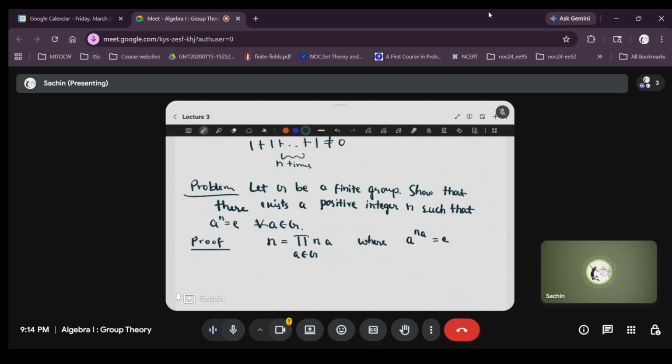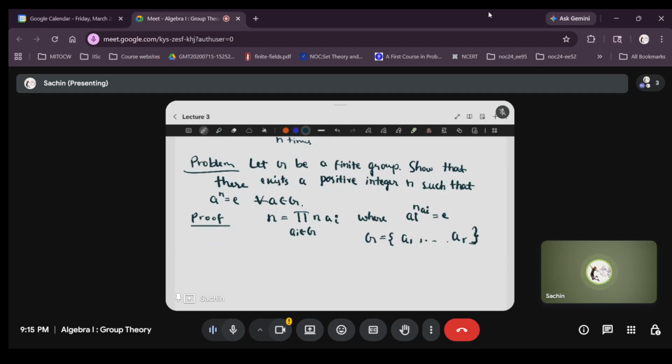Since, from the previous problem, there exists some number for each element a such that a power n is equal to e, and for element a I will call that n_a. Let's say the group is the set a1, a2, up to ar. So N will be the product of n_ai for each ai in G. And n_ai is the number such that ai power n_ai is equal to e.